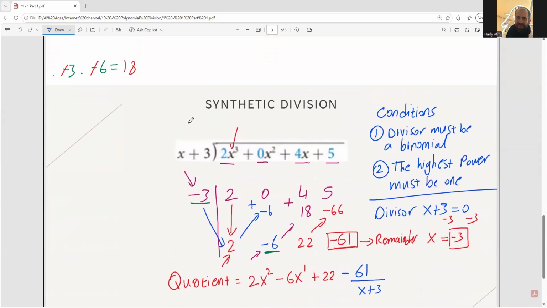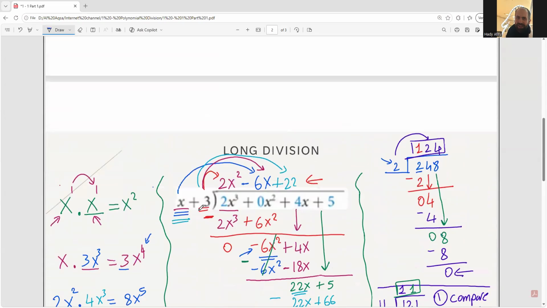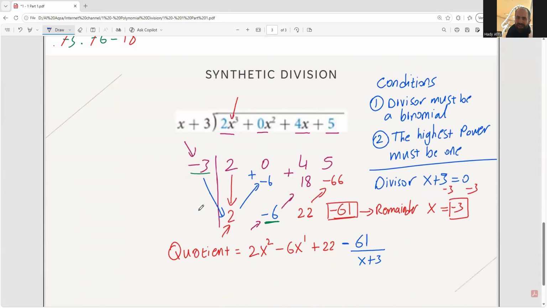So yeah, that sums it up. The conditions, as you can see: the divisor must be a binomial, the highest power must be 1, and we will solve as you have seen. In the next videos, I'm going to solve various problems for the long division and the synthetic division as well. And then after making sure that we have covered all the ideas, I will move on to the next lesson.